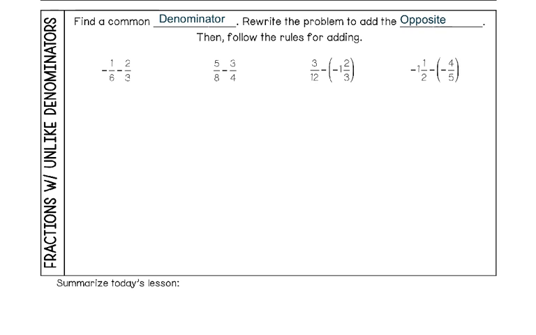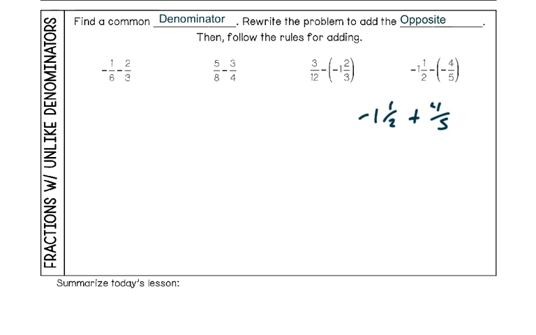So I'll do one. Let's look at the last one. It's the hardest one on here. So we're going to keep the negative 1 1/2. We're going to change it so that it's adding its opposite. So instead of minus negative, it'll be plus positive 4/5.